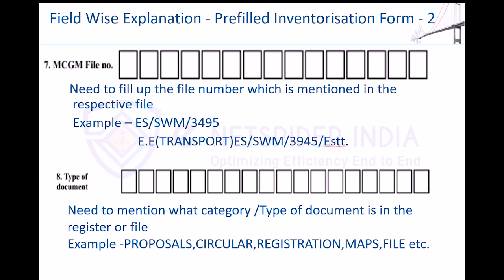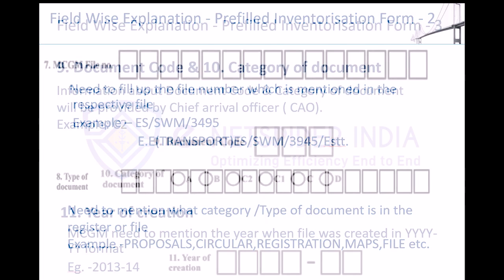Then we have field 8, which is your type of document. Type of document states the type or category to which your folder or your file belongs. We have examples here: proposal, circular, registration, maps, files. If you're dealing with memos, cash receipts, cash registers, please mention the same here.